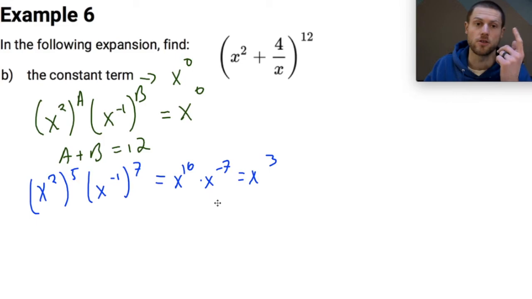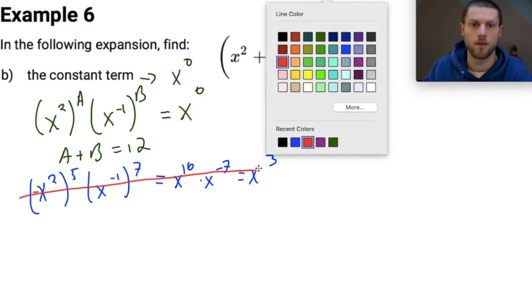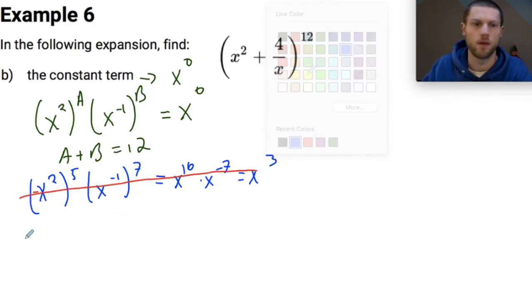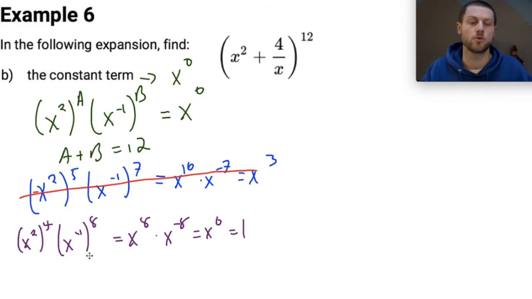And that's too high. So if I'm thinking about, well, how do I need to adjust my guess? I need to make my powers go down to 0. So that means I'm going to have to decrease what my x squared exponent is, and I can increase what my x to the negative first exponent is. And why don't we try this guess? Let's make this x squared to the 4th power times x to the negative first to the 8th power. And that'll equal x to the 8th times x to the negative 8th, which is equal to x to the 0, which is equal to 1, which means that this is what's going to produce my constant term.